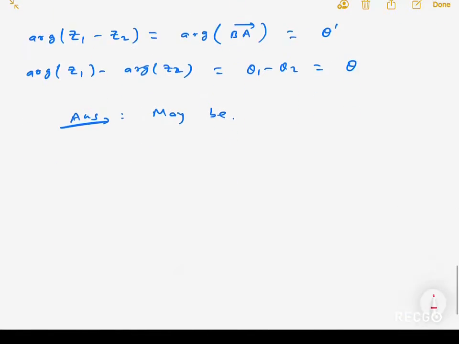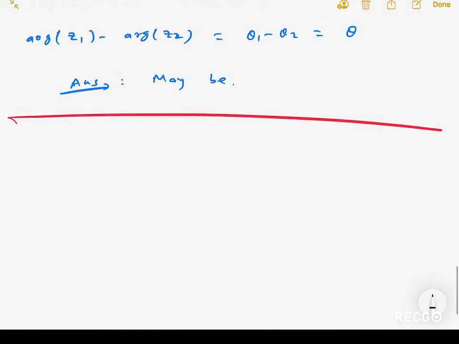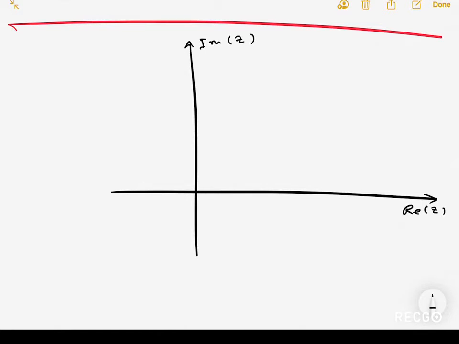So till now I've shown you the meaning of z1 minus z2 and how to represent z1 minus z2 in the complex plane. Now let us move on and see another concept. Let's say this is the real axis, this is the imaginary axis, and let us assume there are 2 points in the complex plane, and join them. Let's say the first point is A with affix z1, the second point is B with affix z2, and I have extended the AB vector in the forward direction so that it meets the real axis at some point.